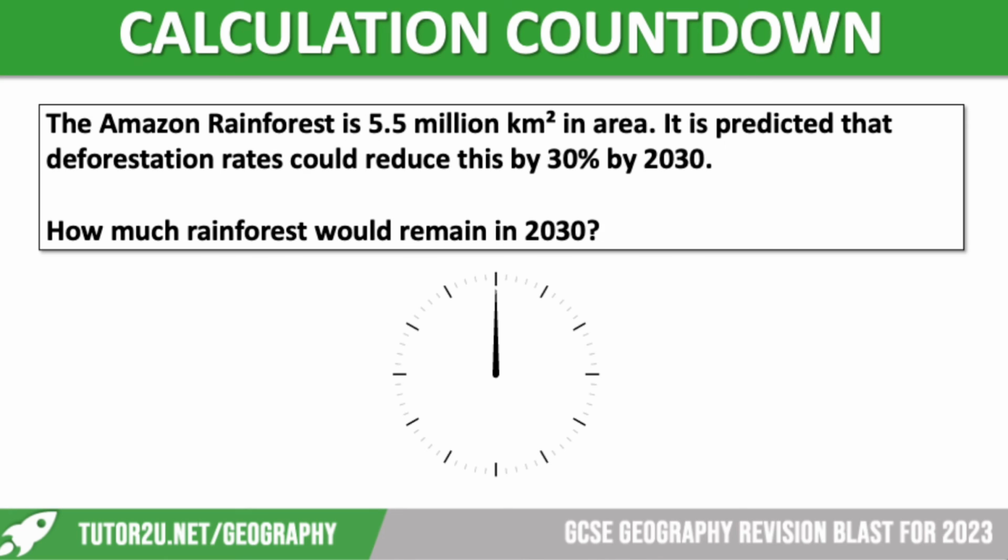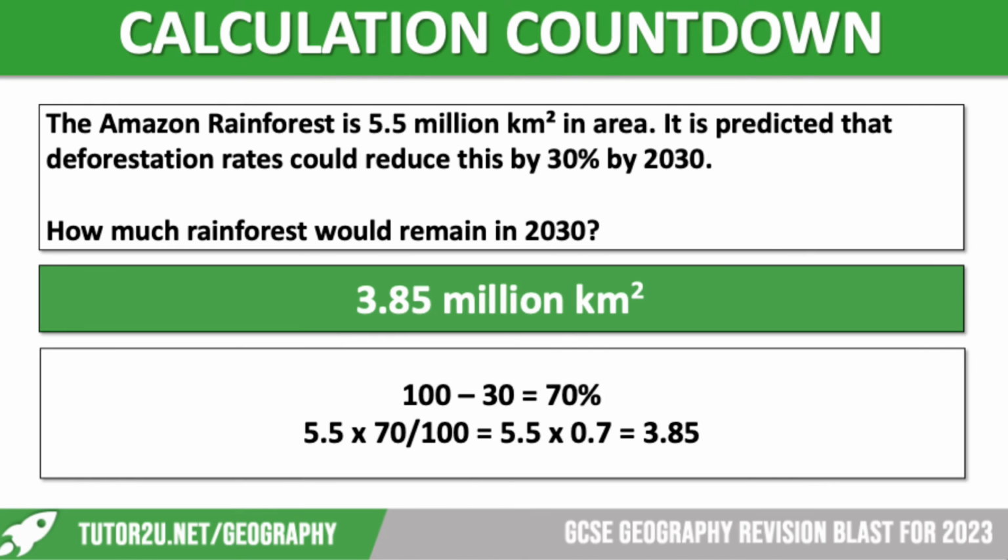Okay, first, apologies for ending the calculation countdown activity with a bit of a stinker. So hopefully we've recognised that this is percentage decrease, which is quite tricky. So let's have a look at the correct answer. You can see whether you got this right. Well done if you did. It is 3.85 million kilometres squared. So our calculation here is 100 minus 30, because we're going down by 30%. So we'll have 70% left. Then if we times that 5.5 by 70, then divide by 100, we will then end up with 3.85 million kilometres squared. So well done if you got that right.